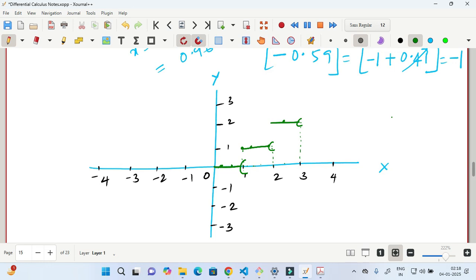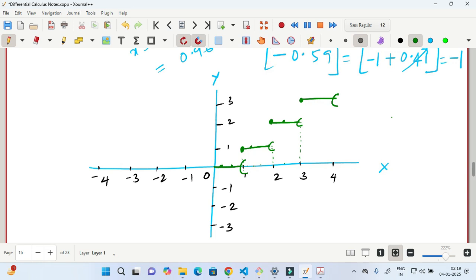At this point, so this gap will be filled by this point. This gap will be filled by this point. So this gap will be filled by this point. Why? The greatest integer of 3 is what? 3. So this one. All these are not beyond your IPE level, but I am explaining for clear understanding.